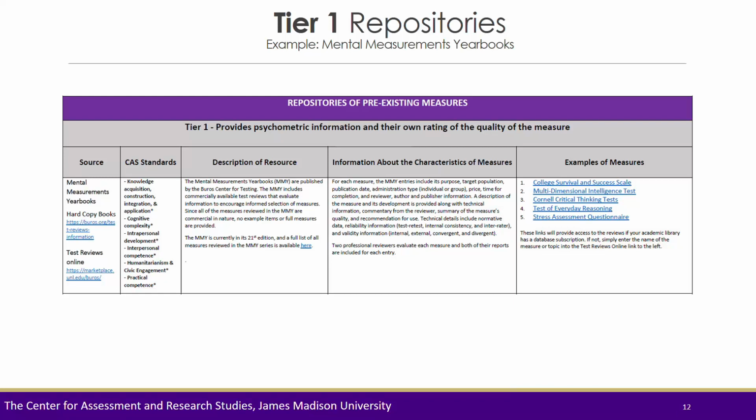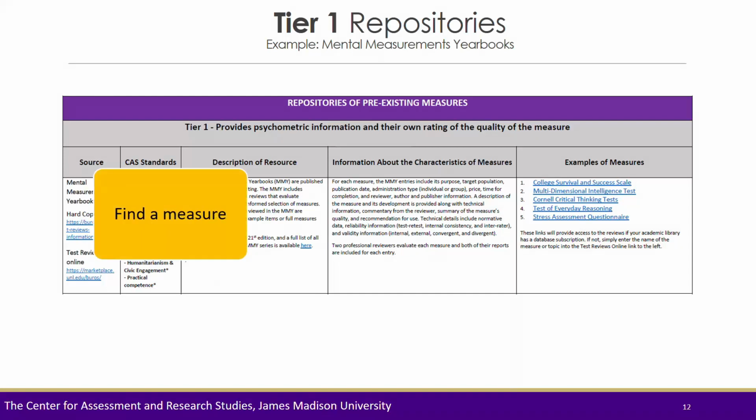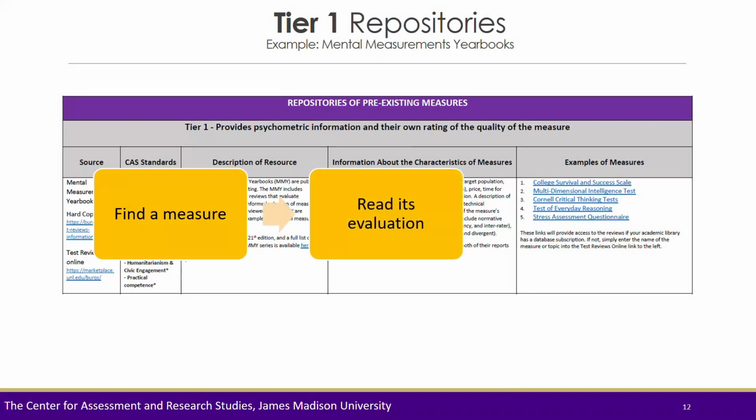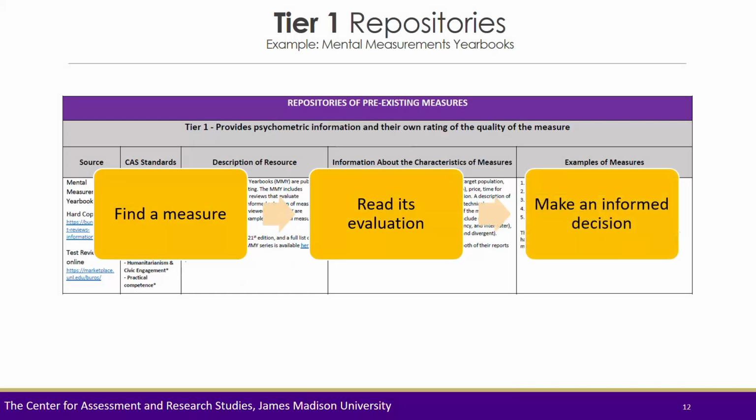What you need to do is: 1. Find the instruments that best align with the outcome you're interested in. 2. Read the evaluation of the instruments provided by the repository, taking into account their reliability and validity information. And 3. Decide whether the test is appropriate to use for your purposes.